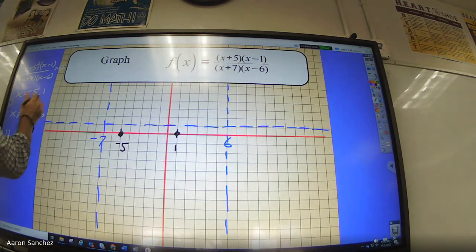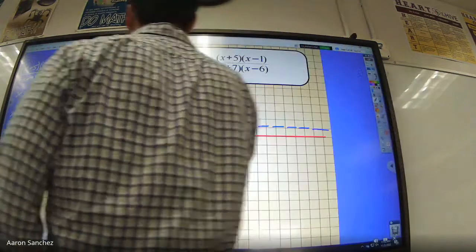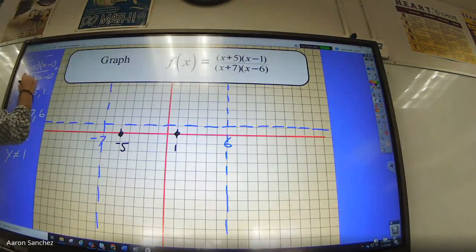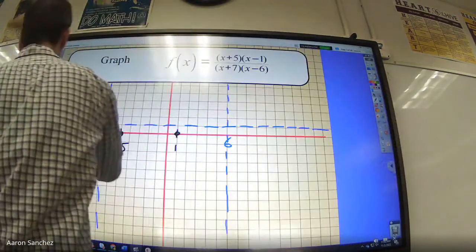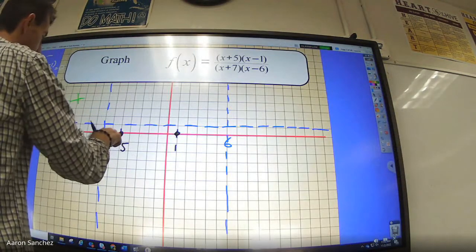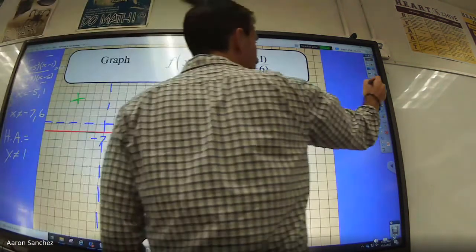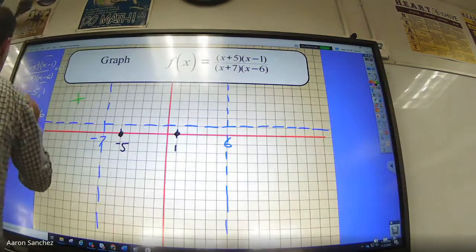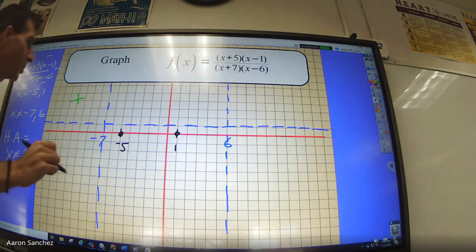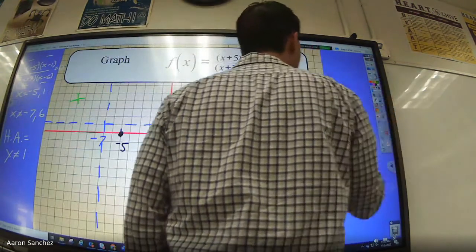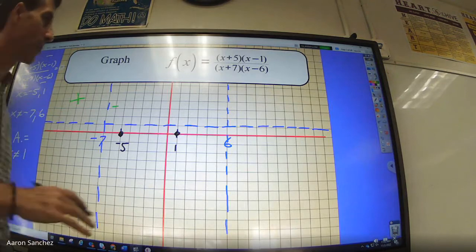Negative 7, I'll do negative a million. I got negative, negative, negative, negative. 4 negatives is a positive. Between negative 7 and negative 5, let's do negative 6. I got negative, negative, positive, negative. Notice they flip-flop. So I got a negative. Let's do 0.